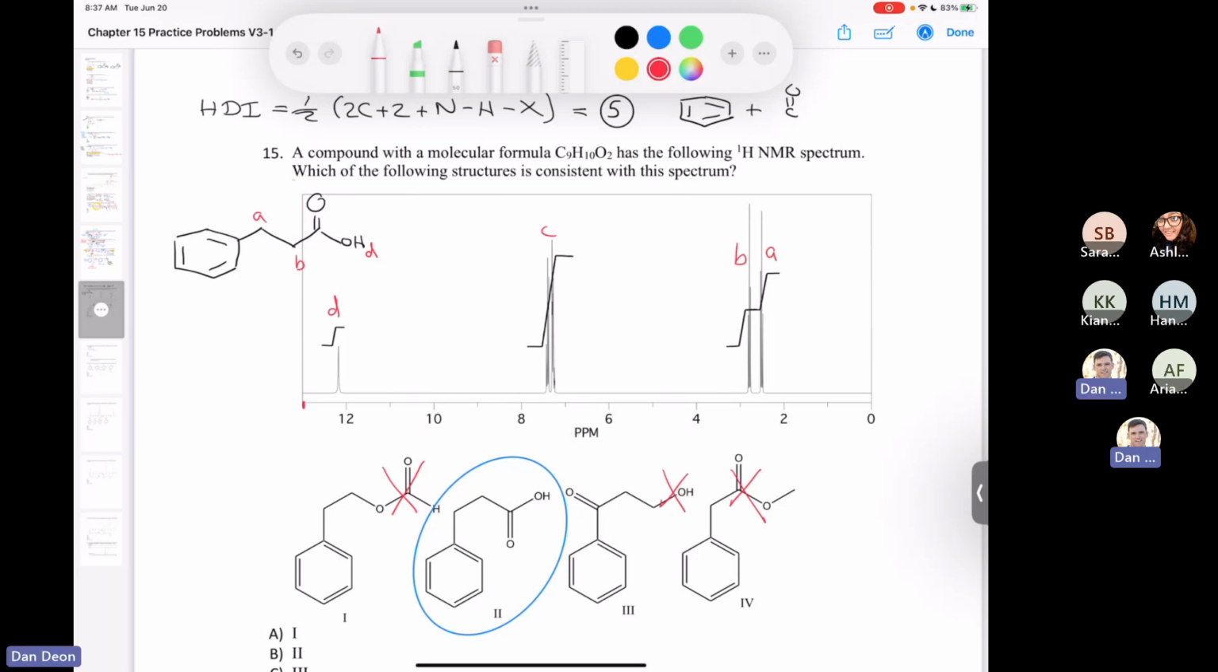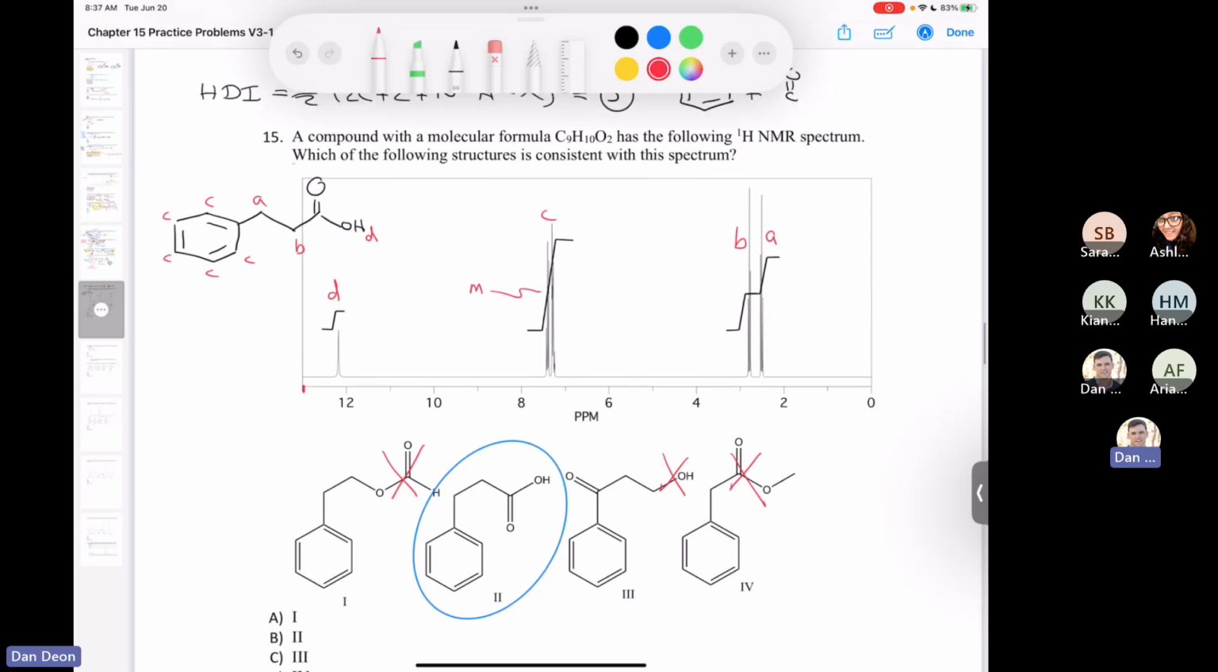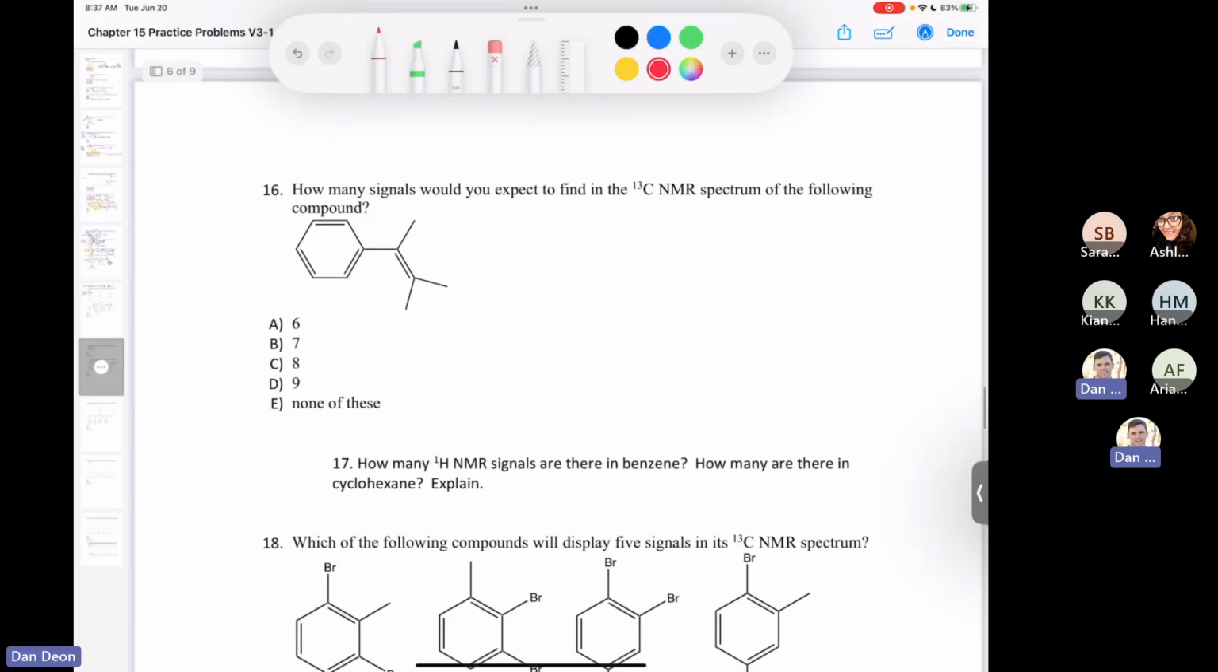And since we have a multiplet here, all you have to do is write C next to all the aromatic protons, and that's close enough. All right, so that is how you properly annotate a proton NMR spectrum. And I'm sure you're getting more practice with that in the lab. All right, let's move on to number 16.